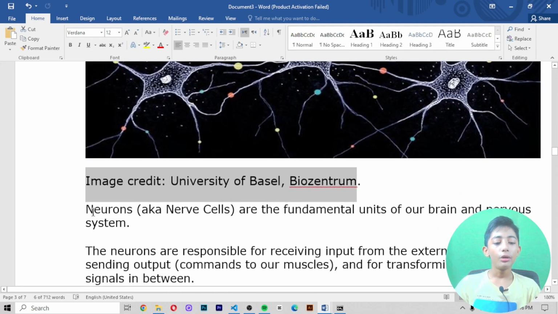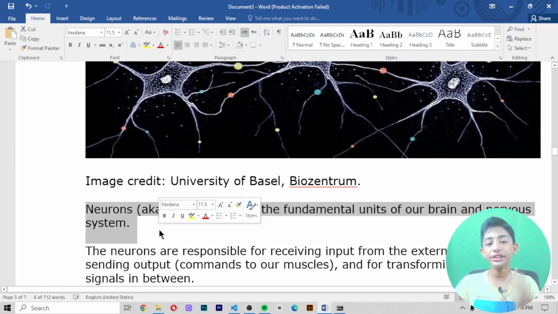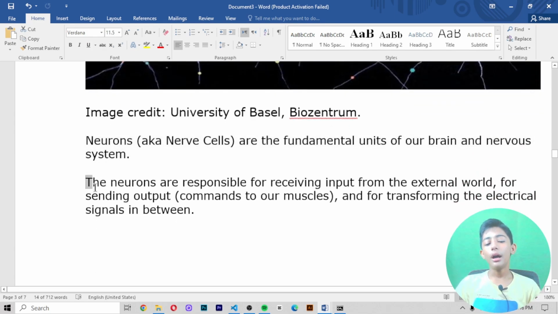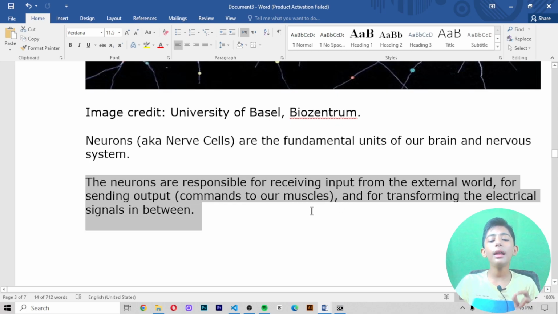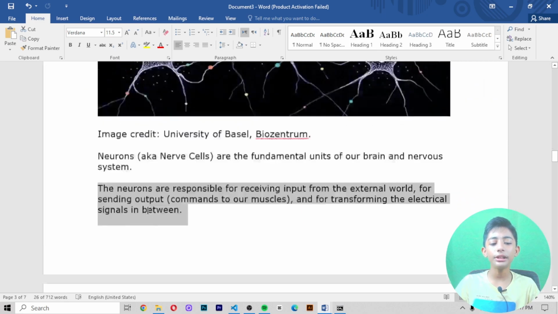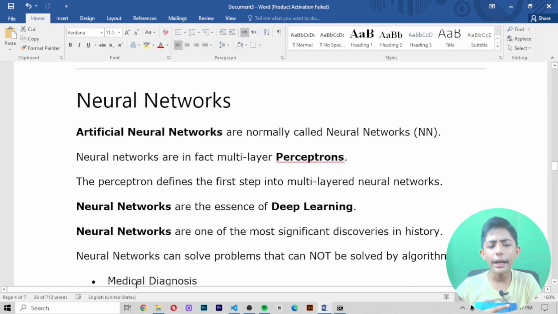Neurons, also known as nerve cells, are the fundamental units of our brain and nervous system. The neurons are responsible for receiving input from the external world, for sending output commands to our muscles, and for transforming the electrical signals in between. Now, what are neural networks? Let me tell you what neural networks are.